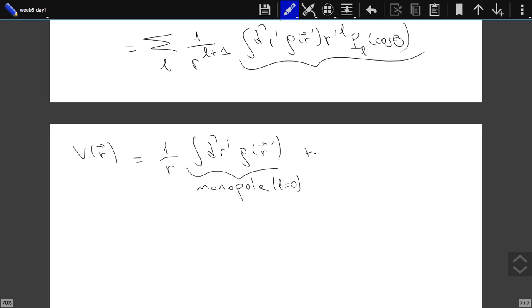L is equal to 1. This is 1 over r squared, d cubed r prime, rho of r prime, P1 is cosine theta. This is called the dipole. Well, basically the dipole moment is the coefficient of 1 over r squared, plus the remaining terms.